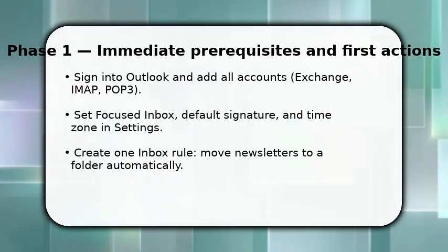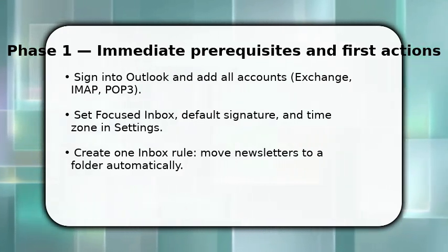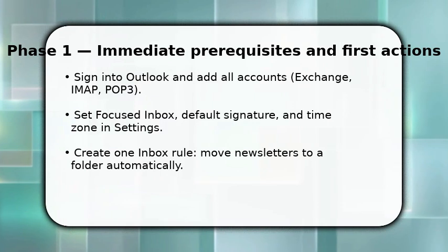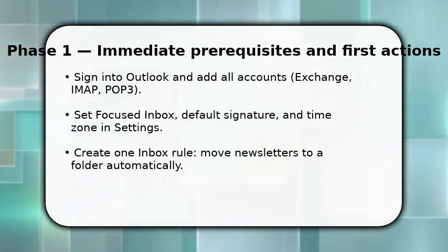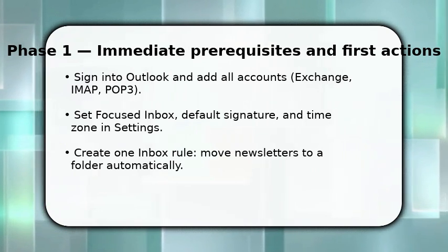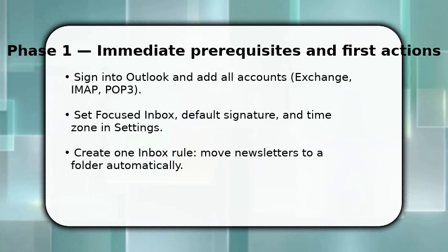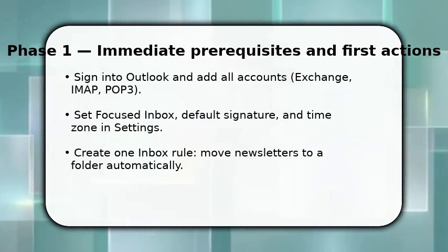You begin by connecting accounts and enabling basics. This avoids interruptions later. Once signed in, turn on Focused Inbox and add a default signature for quick replies. Next, create a simple rule to move newsletters into a dedicated folder so your main inbox stays clean. Make sure sync completes before continuing.